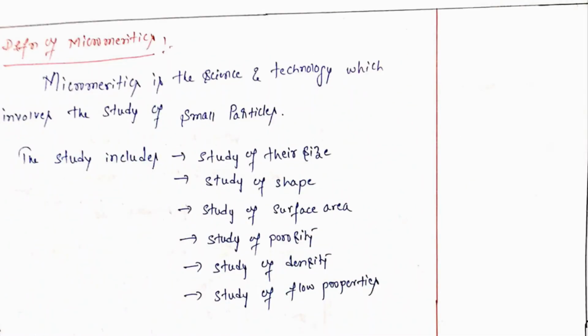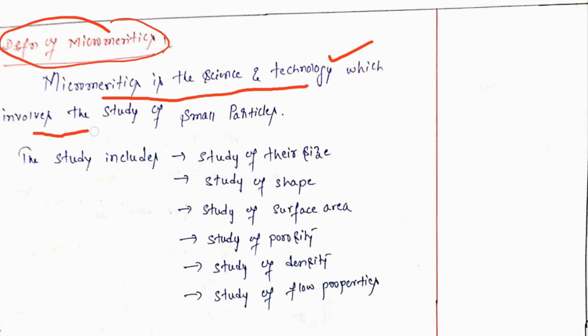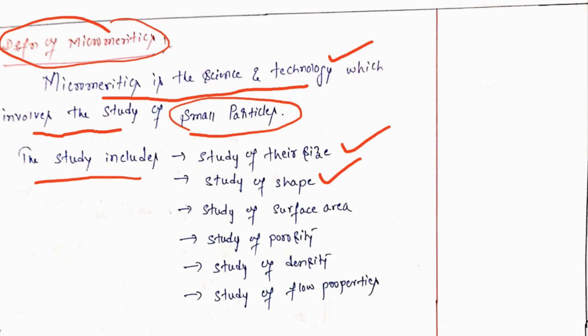What is micromeritics? That is the definition of micromeritics. Micromeritics is the science and technology which involves the study of small particles. The study mainly focuses on their particle size, particle shape, surface area, porosity, density, and flow properties of the particles.